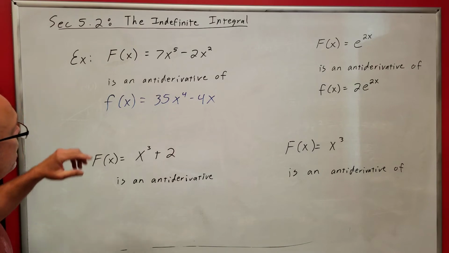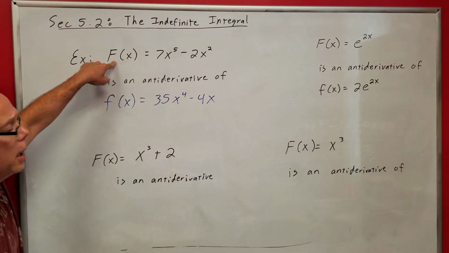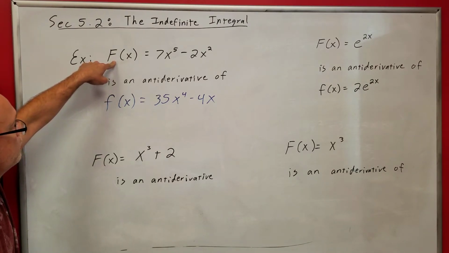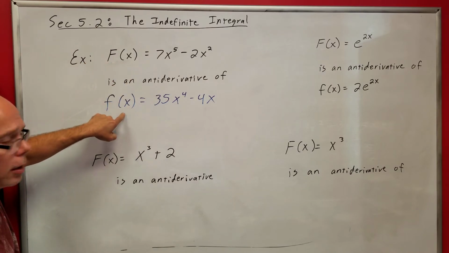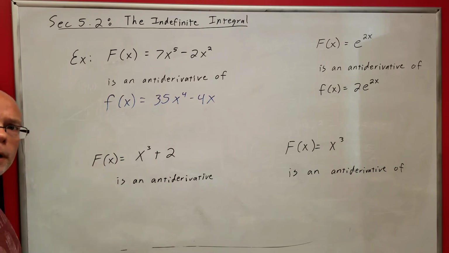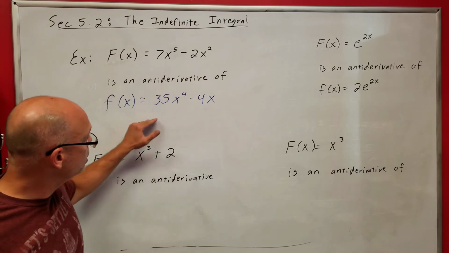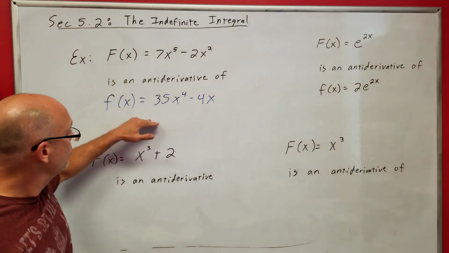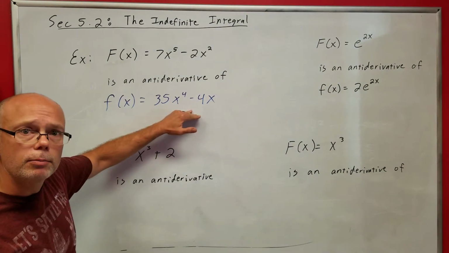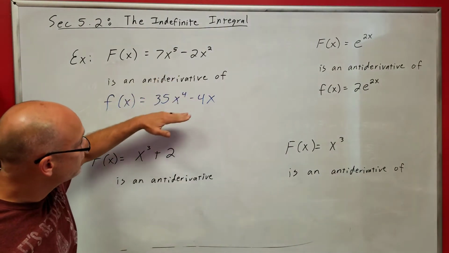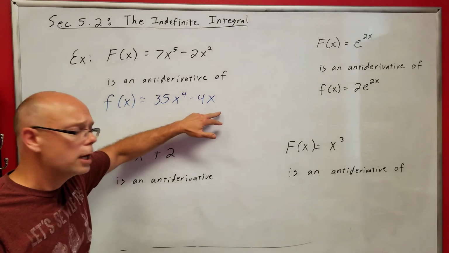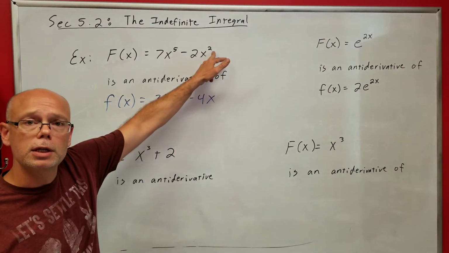So what we can say here is that this function capital F is an antiderivative of lowercase f. In other words, what happens a lot of the time in real life is we observe the derivative, but we need to get back to the regular function. So we start out with the derivative function, and we take an antiderivative to get back to the original function.